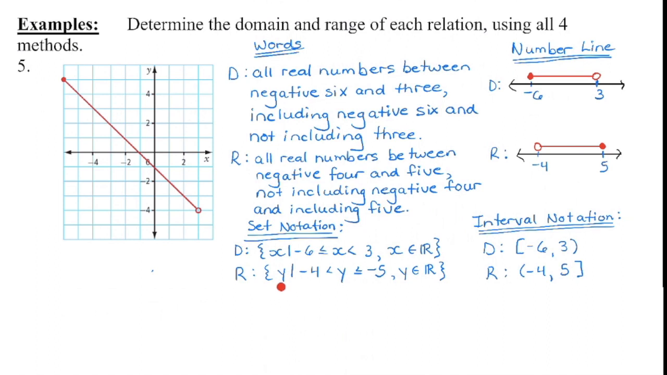The range is a set of y such that y is greater than -4 because it's not included. We don't have that equal sign there. We also use an open circle on the number line. We use a round bracket on interval notation. Y is less than or equal to -5, so we use a closed circle to show, or sorry, that should be +5. Let's change that. So y is less than or equal to +5. So we're going to have a closed circle to show +5 is included, and a square bracket to show that we are including +5.